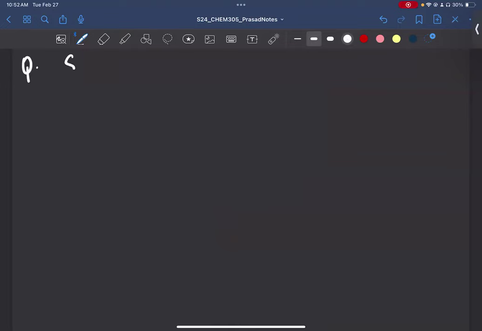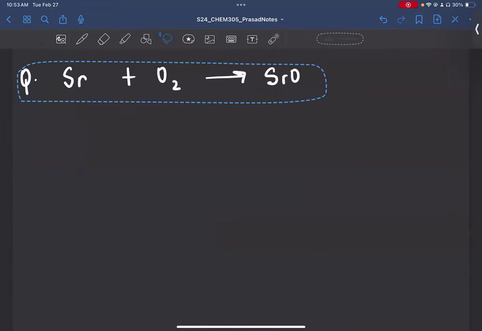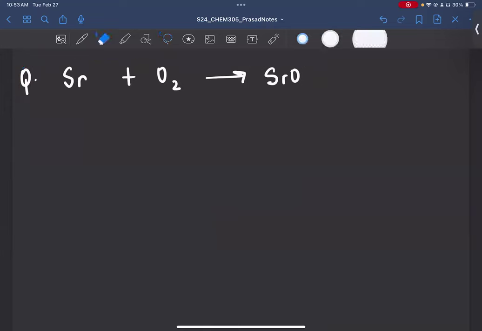First up, we are combining strontium and oxygen to form SrO. This is a fictitious reaction I'm giving you. It is not on any of the worksheets. I'm going to tell you that strontium is a solid, oxygen is a gas, and then finally, SrO, I believe, is aqueous.